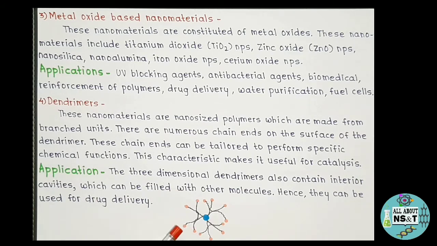As you can see in this picture, the center part, which is colored blue, is the core of the dendrimer. And to this core, there are various branching units joined to it, which is shown by the black color. And at the end of these branching units, there are various chain ends, which is shaded with pink. And in three-dimensional dendrimers, there are these interior cavities which can be filled with molecules for desired applications. And in case of drug delivery, these cavities can be filled with our desired drug.